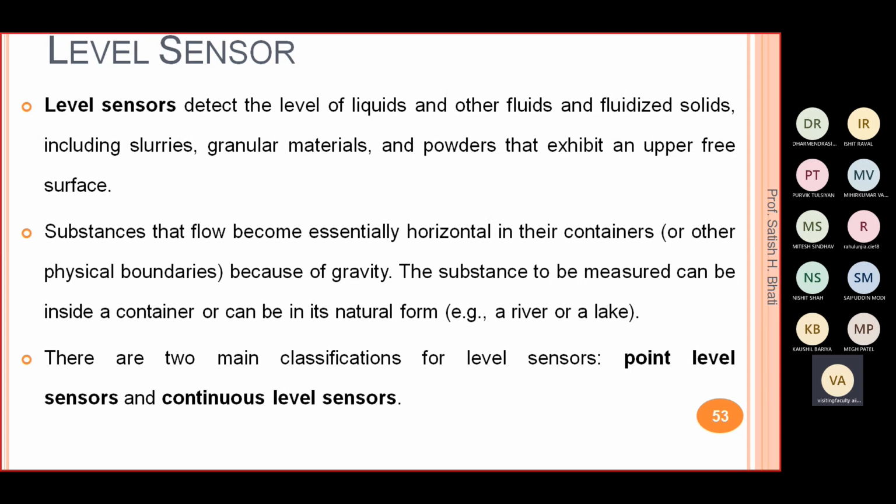This level sensor is mainly classified into two types, right? One is the point level sensor and the second is the continuous level sensor. So these are the two types of level sensor we have. In the market you will find a variety of level sensors, but all those sensors you can put in one of these categories. It may be a point level sensor or it may be a continuous level sensor, right?